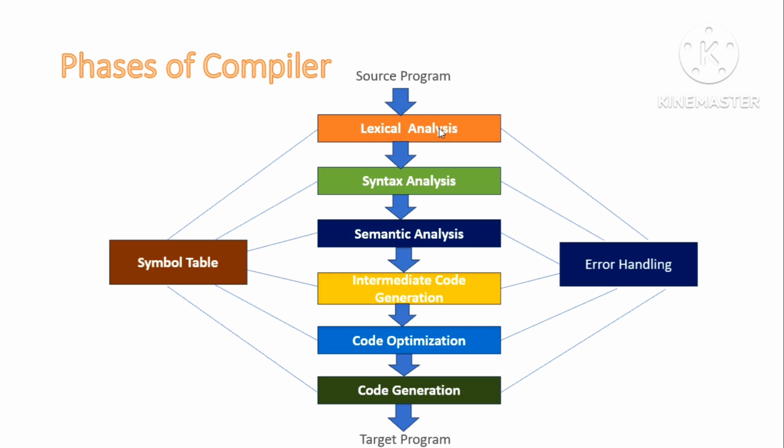Now these are called the phases of the compiler. We have 6 phases of the compiler, and apart from that 2 supporting phases called symbol table and error handling. The first phase is lexical analysis, followed by syntax analysis, then semantic analysis, intermediate code generation, code optimization, and code generation. We will be stepping inside each and every phase in a detailed manner.